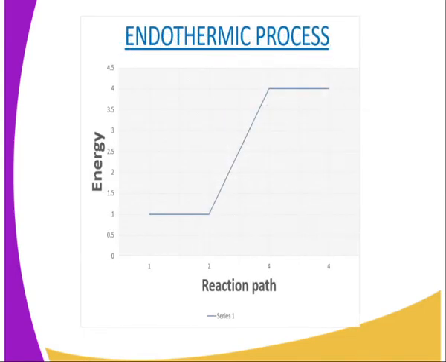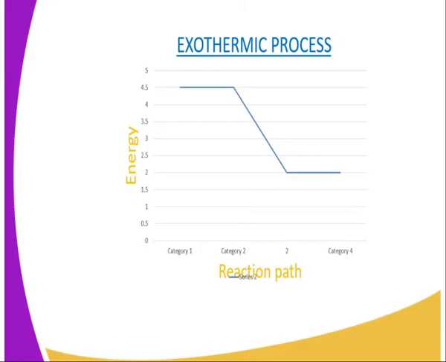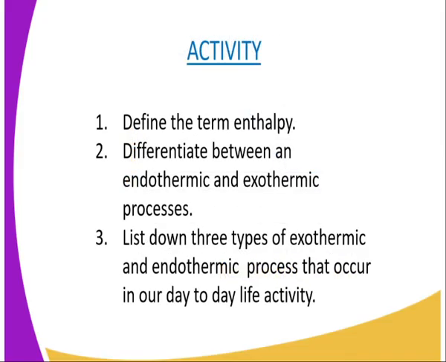An energy level diagram for an endothermic process is as shown. The reactants have less energy compared to the products since energy is absorbed into the system. What about an exothermic? The reactants have more energy since heat is lost to the surrounding.